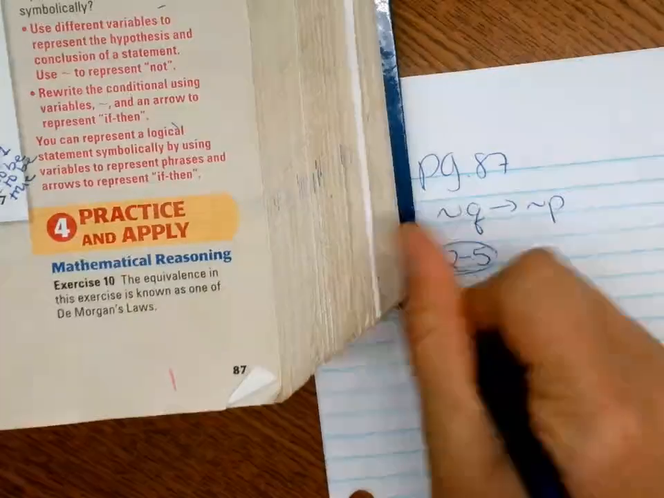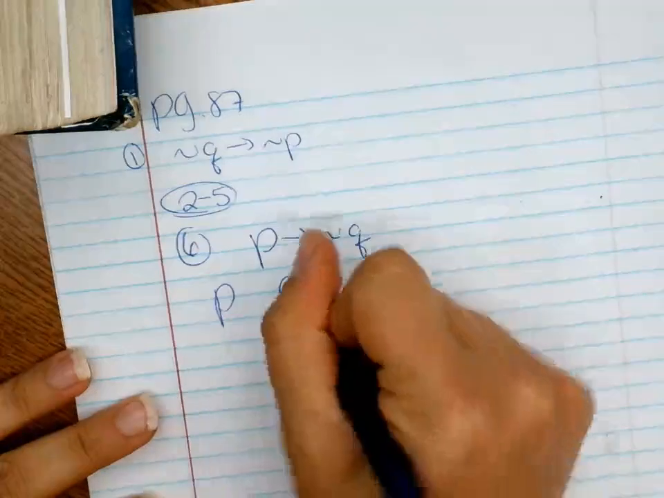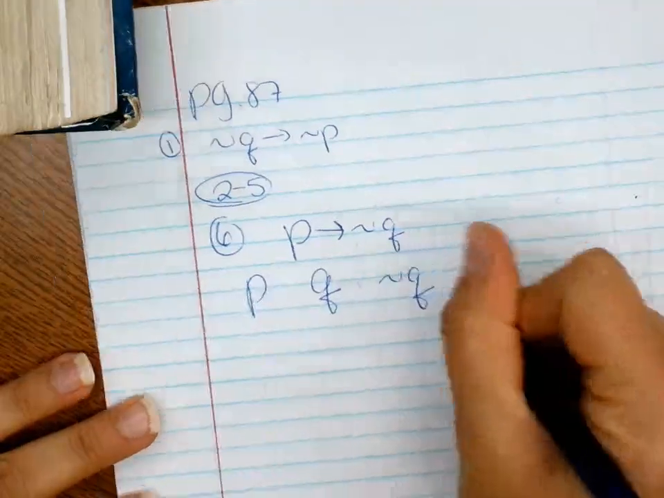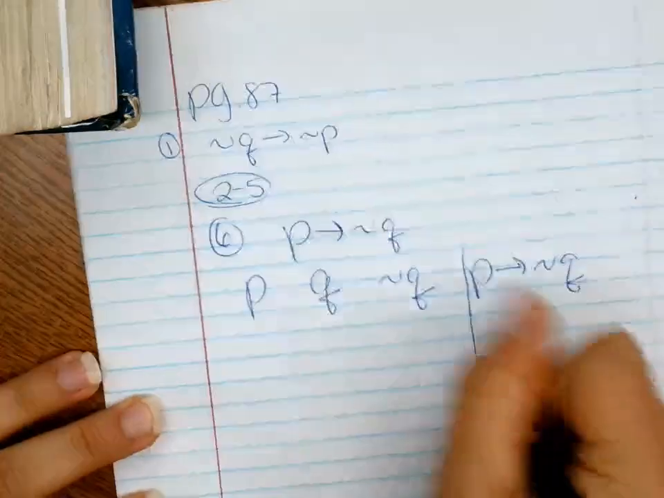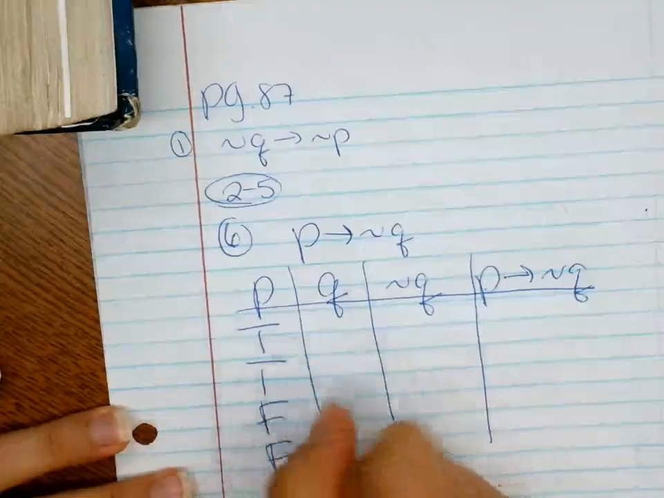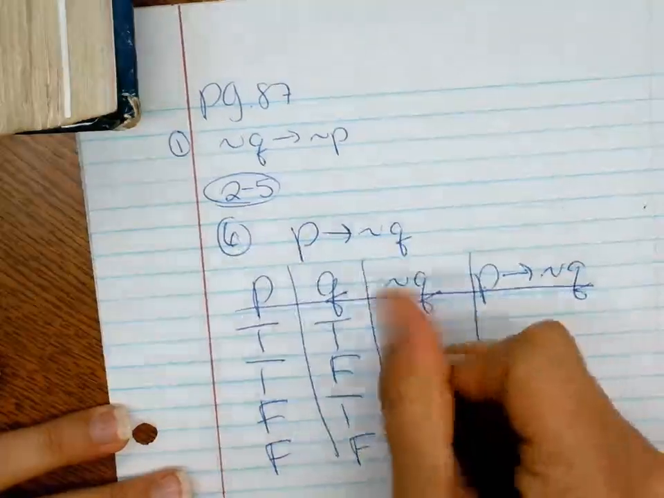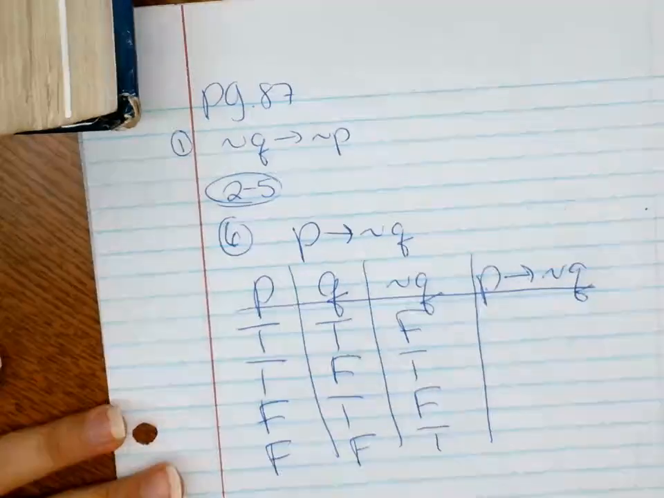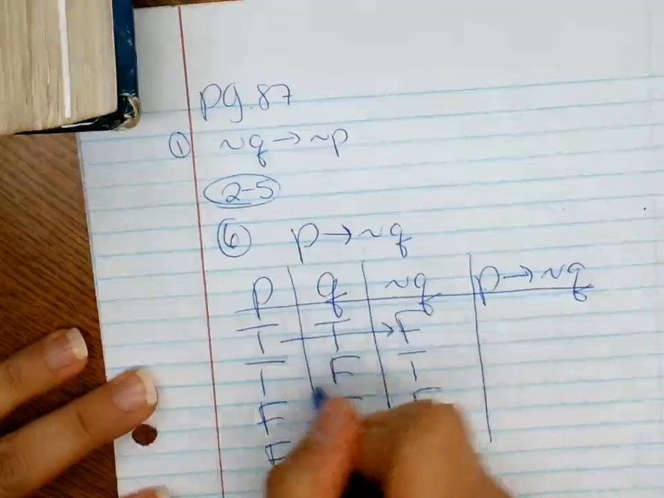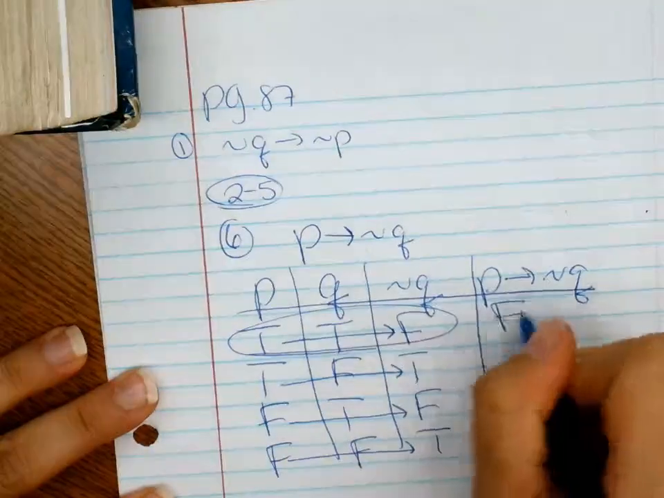Making truth tables. So we're going to do a truth table, number 6, for if P, then not Q. So we're going to need our P's, our Q's, our not Q's, and then if P, then not Q. P's: true, true, false, false. Q's: true, false, true, false. Not Q, negate these: false, true, false, true. We're going from P to not Q. Am I ever going from true to false? Right here. So this is going to be false, true, true, true.